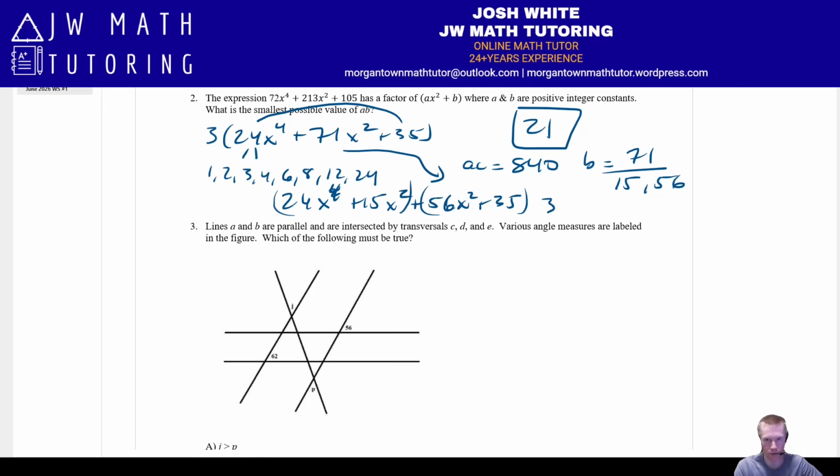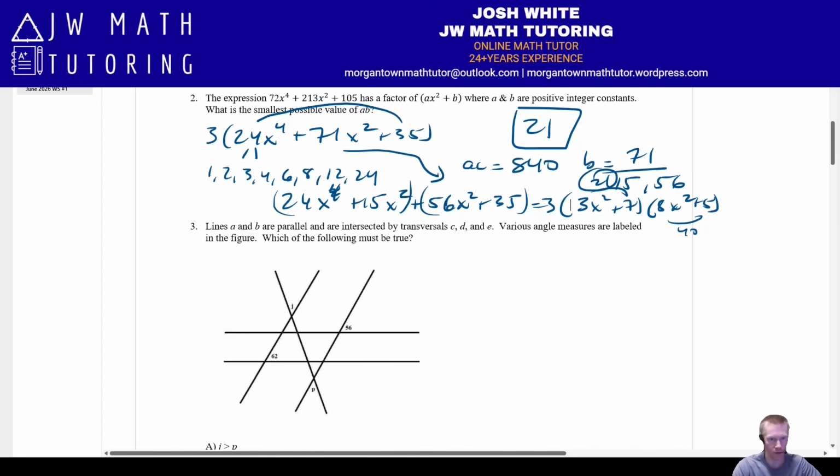It comes out to the 3 out front, then 3x squared plus 7, and 8x squared plus 5. It's the same parentheses. The order here is switched, but that doesn't matter. But you still get the same answer, right? This one is 21. This one is 40. Smallest thing is still 21.